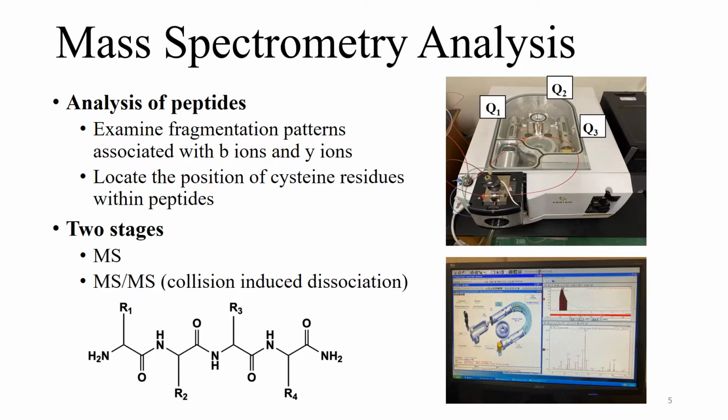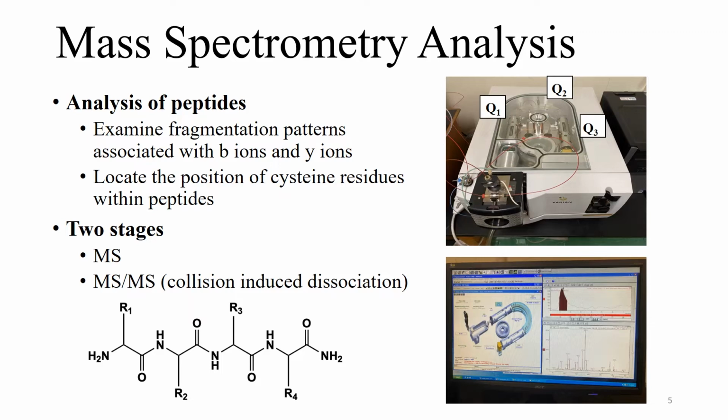So in the top photo, we have our instrument, and it's going to go through three quadrupoles. Once it is going through the three quadrupoles, it will go through two stages. So the first stage is called the MS stage. That's going to tell us all of the components that are in our sample. But what we really care about is the second stage, which is the MS/MS stage. This is going to fragment our peptide, and it's going to give us an MS spectrum, which we will see an example of on the next slide.